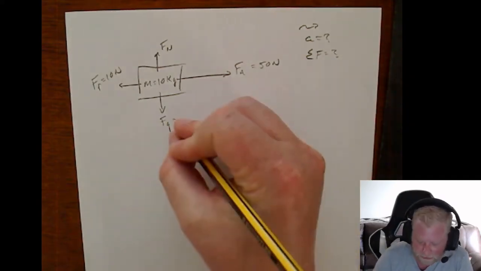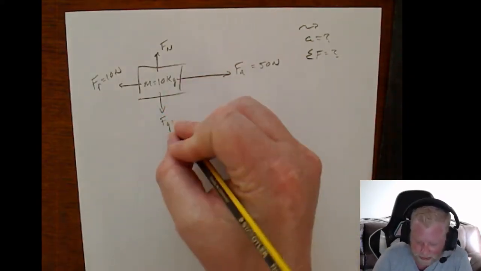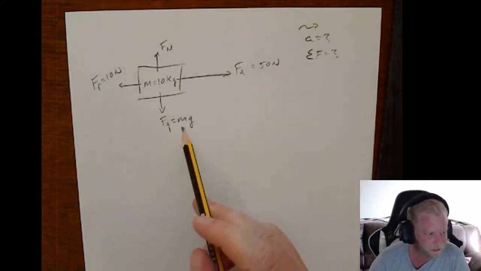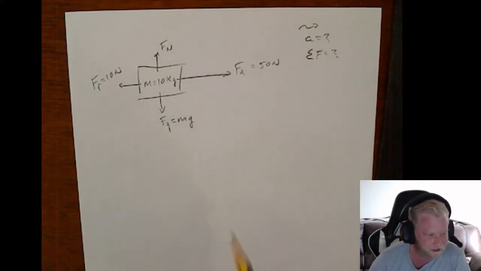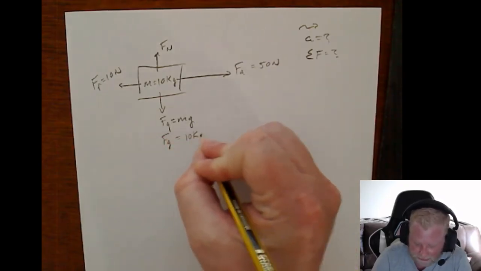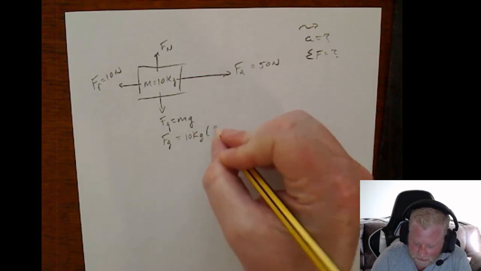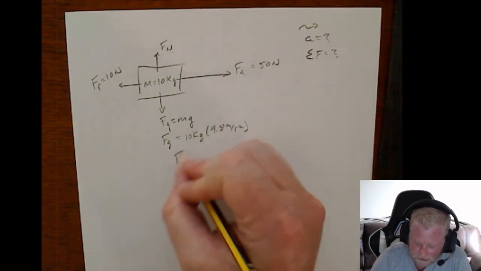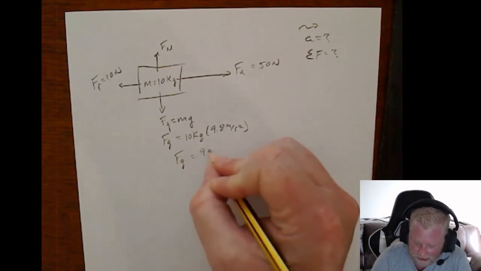Now, if we've got mass, we can find the weight. Remember that your force of gravity is equal to the mass times the acceleration due to gravity. So Fg would be equal to 10 kilograms times 9.8 meters per second squared. So Fg is equal to 98 newtons.